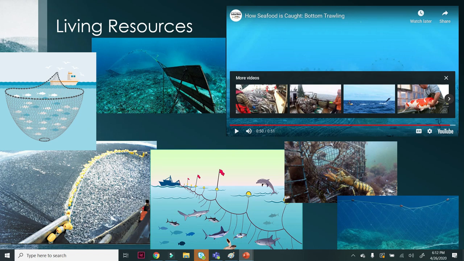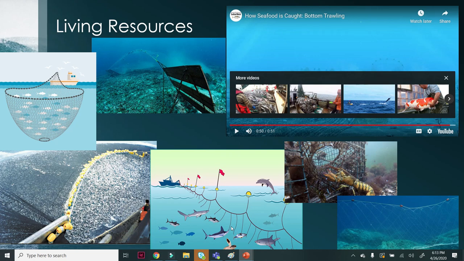Another way that you might catch fish is using a long line, and it's literally a long line. It's a long rope. So here's the fishing boat. Here's the rope. It's suspended from floats, and we have fish hooks that are hanging off of it that are catching fish. So that's a long line fishery. Some of the targeted fish for that would be sharks or tuna, or we have swordfish here.